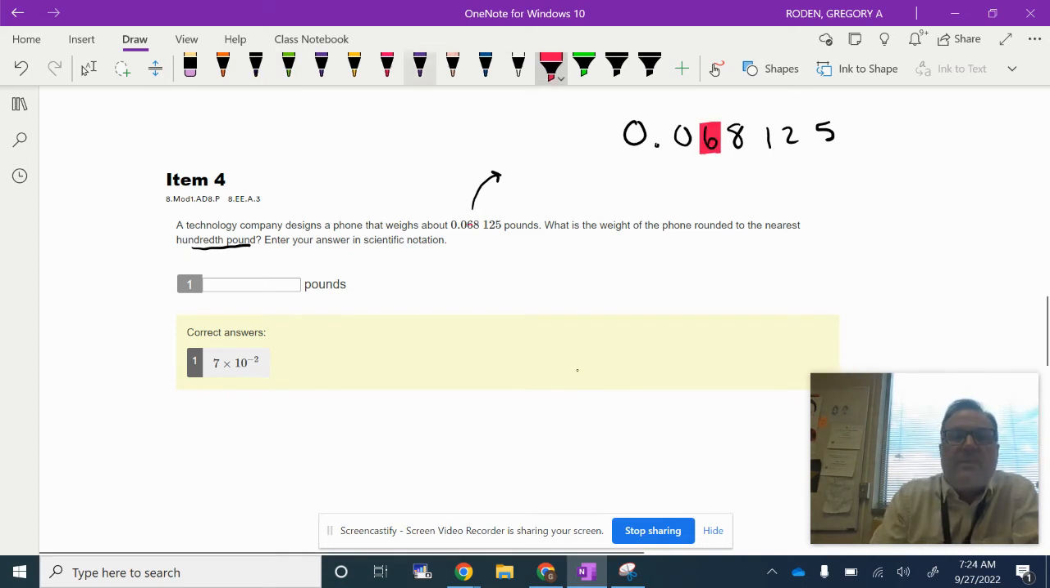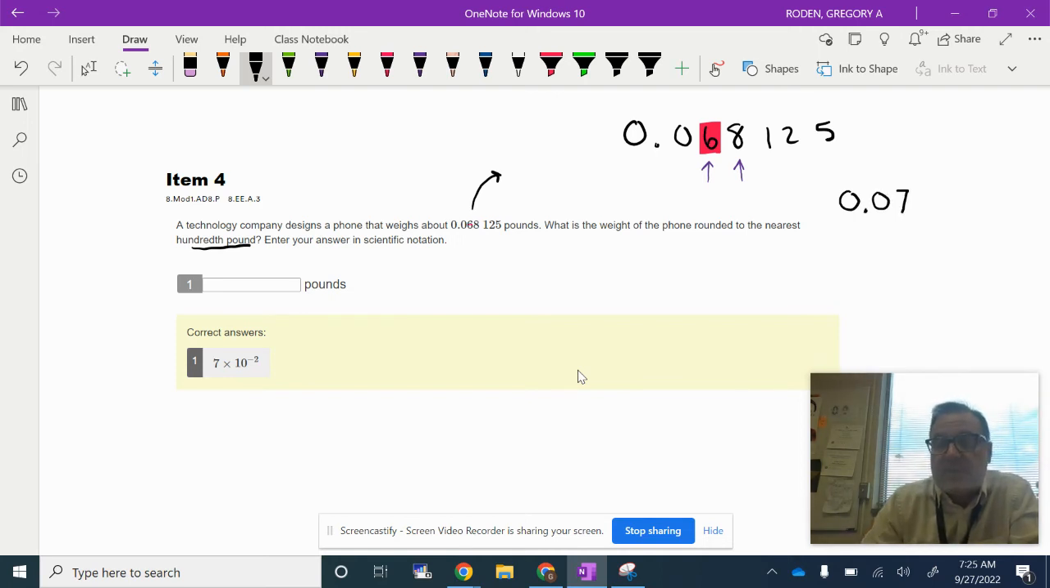So we look at one place, we look at the 8. If it's 5 or greater, we round it up. If it's less than 5, 4 or less, then it's going to stay the same. Well, that's going to round this guy up to a 7. So before we put it in scientific notation, we want to round it. So now we have 0.07.